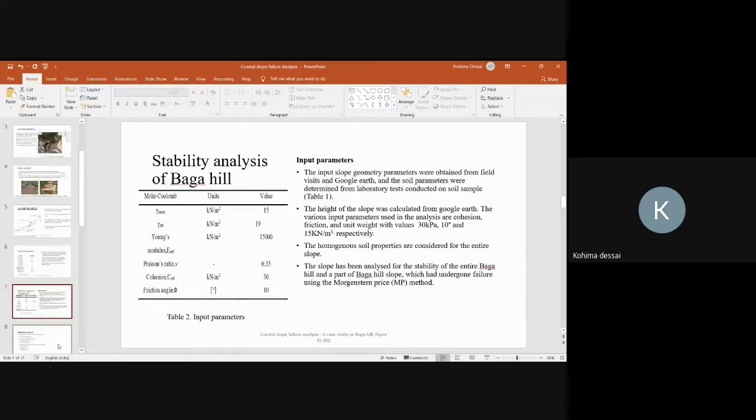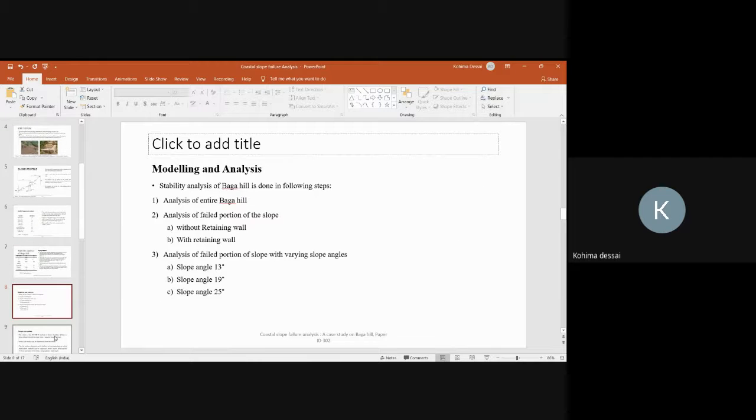Next, the stability analysis of the slope was done using the GeoStudio 2018 SLOPE/W software. The analysis was done using the Morgenstern-Price method, as this method satisfies both force and moment equilibrium. The slope was assumed to have homogeneous soil properties. These were the input parameters which were used in the software. The height of the slope was taken as 42 meters and it was calculated from Google Earth. After the input parameters, the slope was modeled and analyzed using the software.